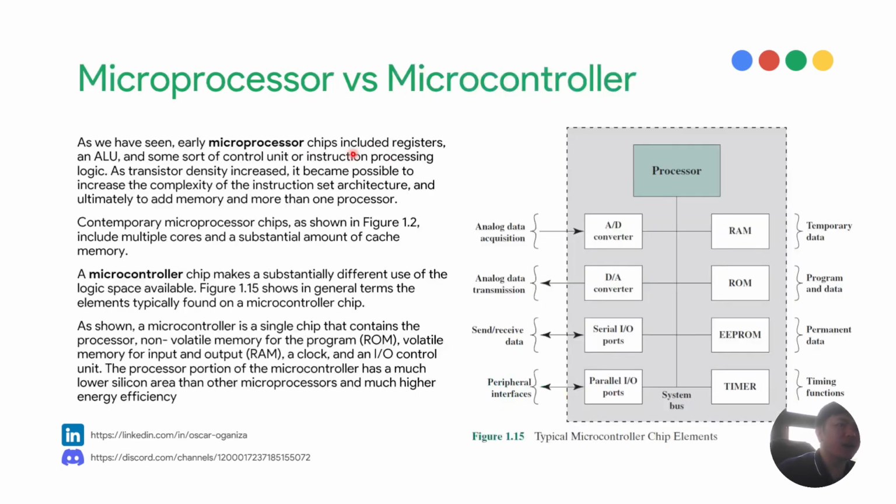So now let us discuss microprocessor and microcontroller. As we have seen, early microprocessor chips include registers, an ALU, and some sort of control unit or instruction processing logic. As transistor density increased, it became possible to increase the complexity of the instruction set architecture, or ISA, and ultimately to add memory and more than one processor. Contemporary microprocessor chips, as shown in figure 1.2, include multiple cores and a substantial amount of cache memory.